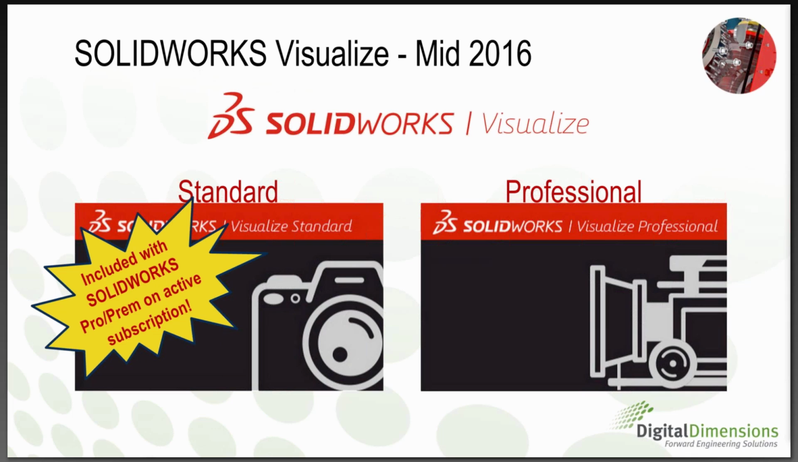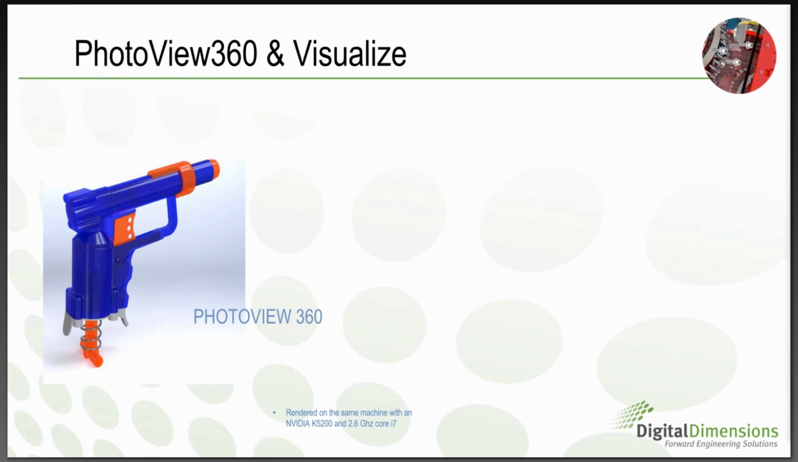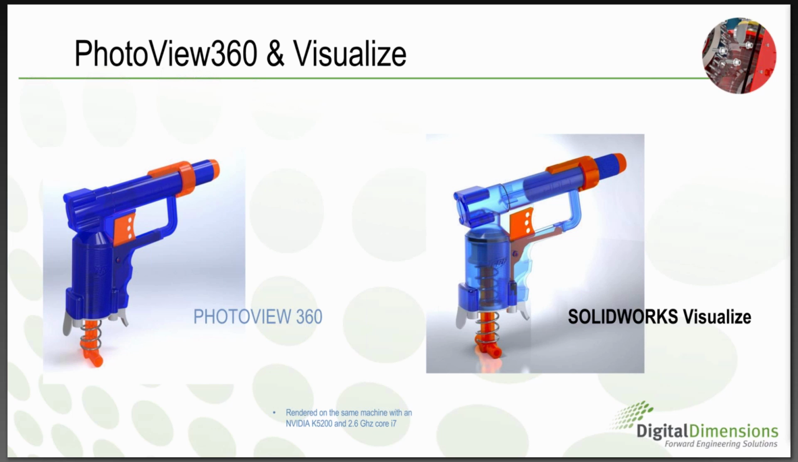Now, SOLIDWORKS Visualize Standard is very similar in nature to what PhotoView 360 is. Now, I say that, let me show you an example of what the differences are. So we've all become familiar with PhotoView 360. Some of us understand the limitations, and some of us are very happy with what the final output looks like. With SOLIDWORKS Visualize, we get a bit of a different output just because of the nature of the beast, where it originated from. So this is a comparison of something that was a side-by-side model, same material, same everything, something rendered in PhotoView 360 versus something rendered in SOLIDWORKS Visualize.